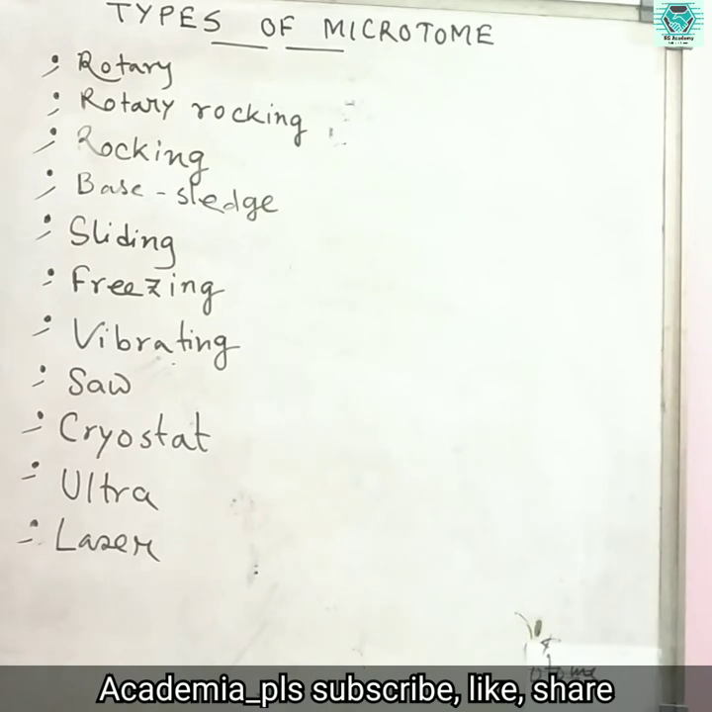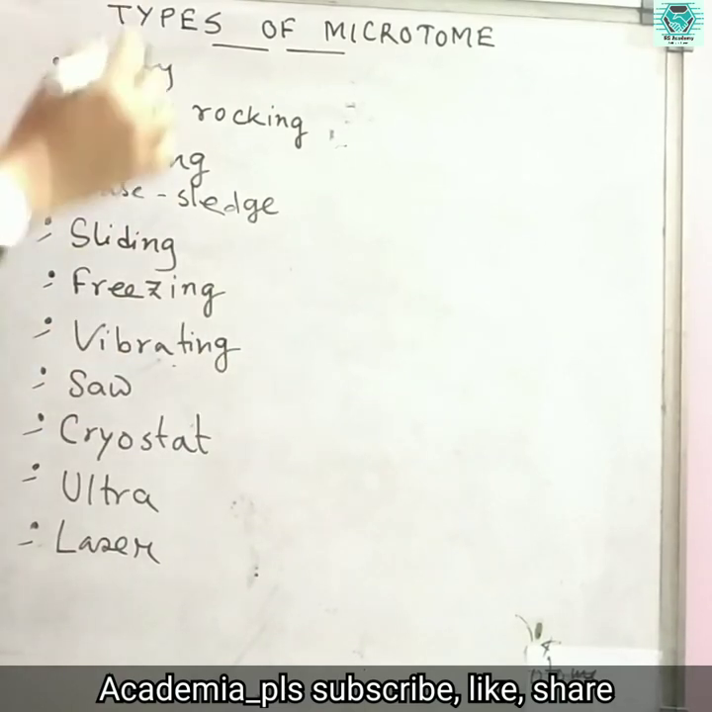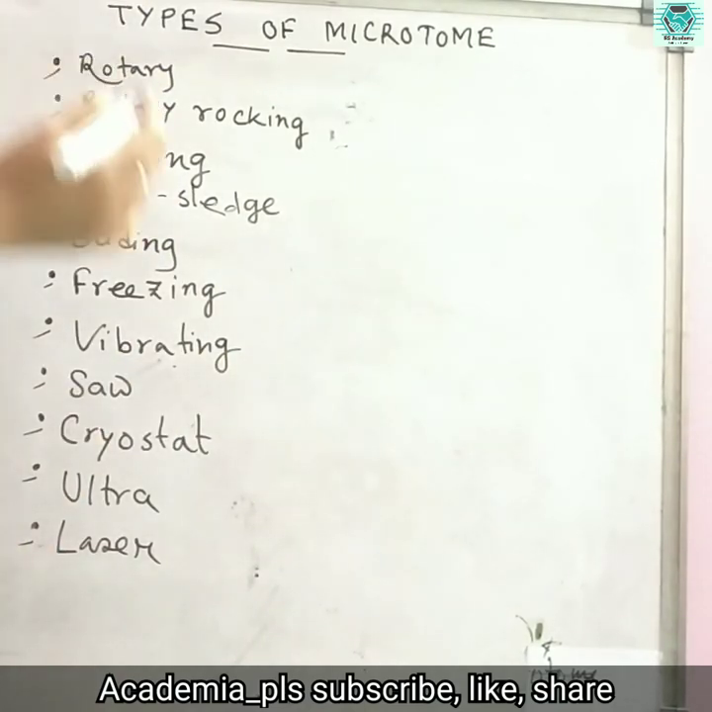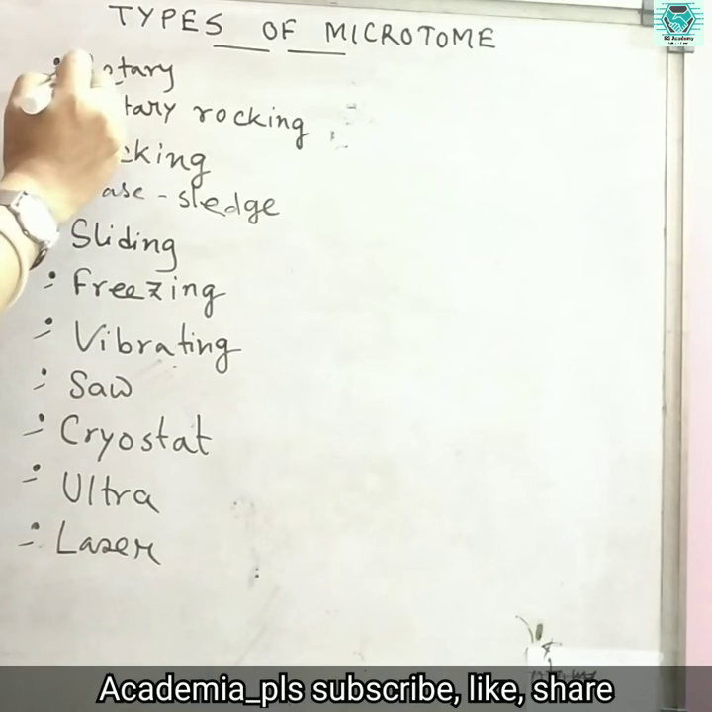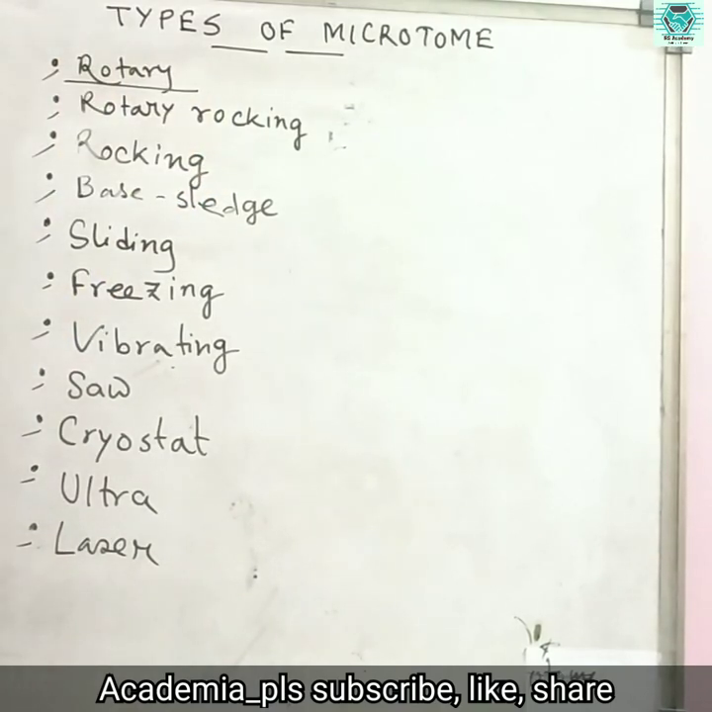And the cryostat is a very specialized type of microtome where we use frozen sections, whereas the ultramicrotome is used for preparing sections for ultramicroscopy. So these are the broad classification of microtome. One by one we will see. Today in our discussion I will discuss the rotary microtome, the parts of the rotary microtome, the working principle of the rotary microtome, and the advantages of the rotary microtome.